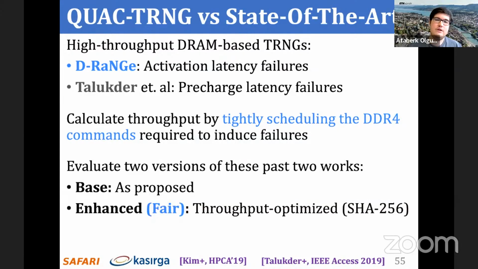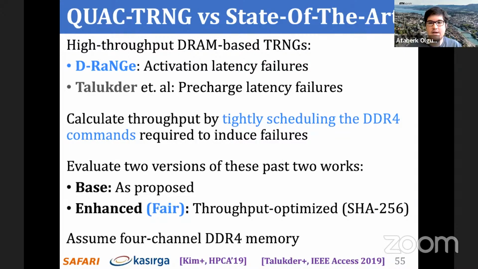In our evaluation, we consider a base version for each mechanism where we evaluate them as they're proposed, and then an enhanced, more fair version where we characterize the entropy resulting from timing failures using 17 DRAM modules and use SHA-256 to optimize their throughput. And we assume a system which has 4-channel DDR4 memory.